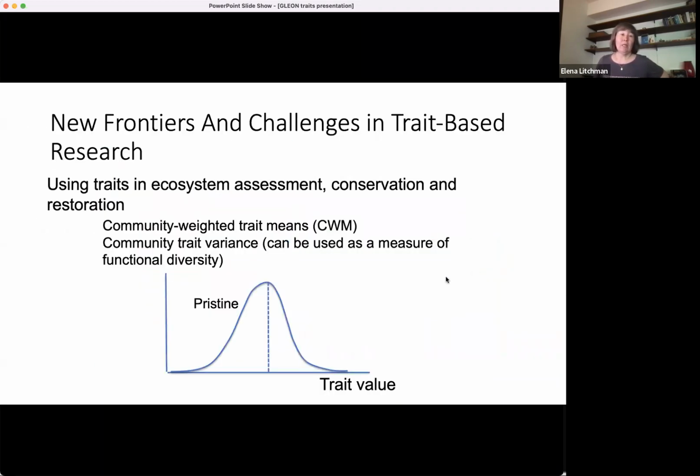So trait-based approaches can be used for a lot of different things. For example, one thing that is being applied a lot to terrestrial systems and is starting to be applied to aquatic systems is to characterize the state of an ecosystem, whether it's a pristine state or a disturbed state, so in how much of a stress a system is found. And so we can look at the community weighted trait means, and we can focus on different traits depending on our question. We can focus on temperature traits, we can focus on nutrient traits, we can focus on growth rates or sizes and so forth.